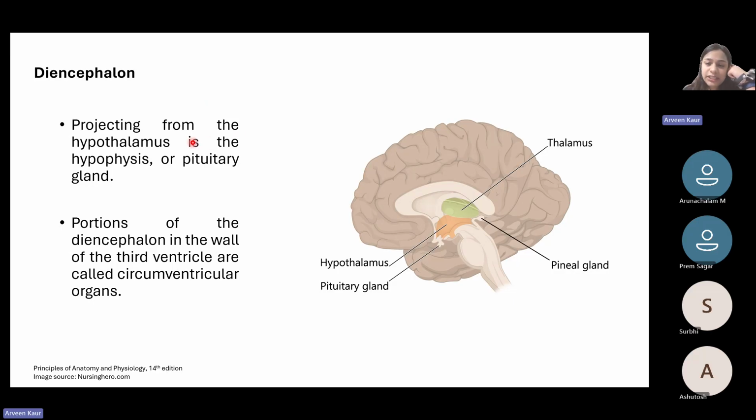So projecting from the hypothalamus is the hypophysis or the pituitary gland, right? So this is hypothalamus, and this is the hypophysis or the pituitary gland that projects out of it, right? Portions of the diencephalon in the wall of third ventricle are called circumventricular organs, which also we'll discuss in a while.